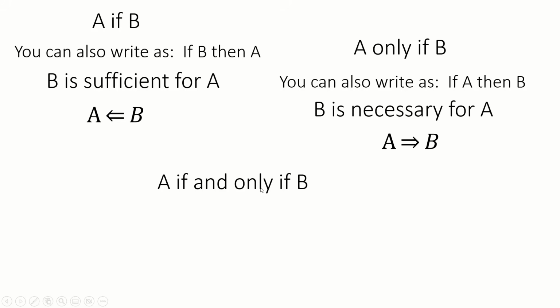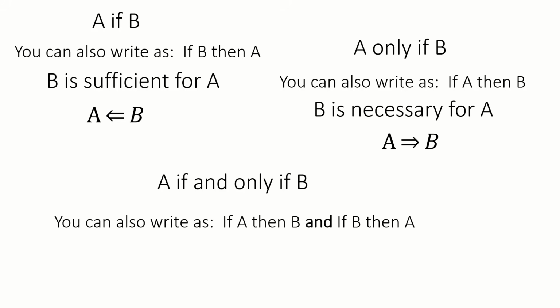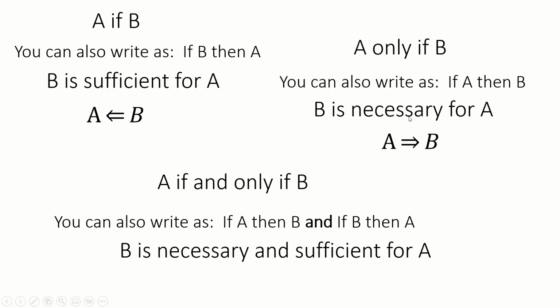Of course, this means that you have to write it as both ways round, and they both have to be true. That means that B is necessary and sufficient for A. Of course, you just combine the two ideas. And of course, picture combining these two arrows. What would that look like? Well, it looks like an arrow that points in both directions.